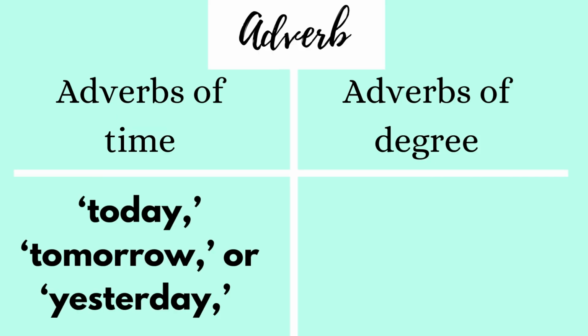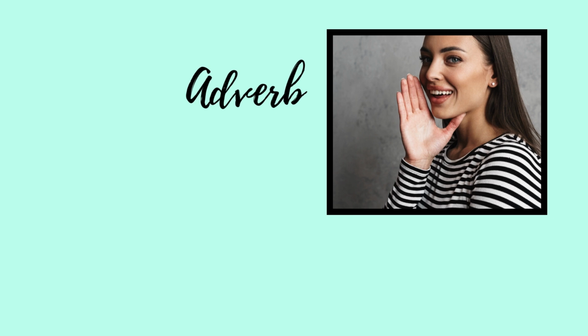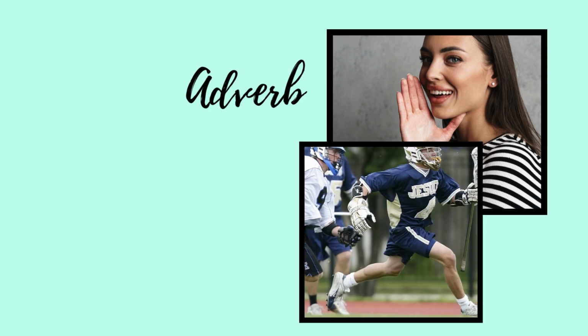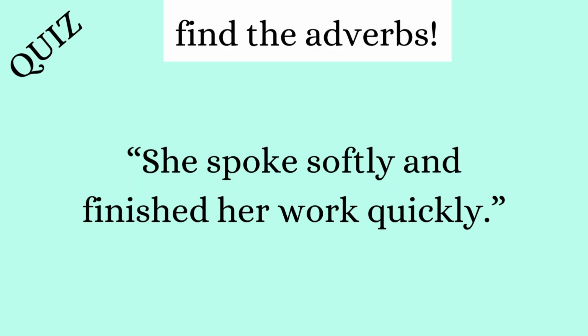We also have adverbs of time such as today, tomorrow, or yesterday, which tell us when something happened. Adverbs of degree tell us to what extent, like very quiet or extremely. Adverbs add more detail to actions and descriptions. They tell us how, when, where, how often something happens. Can you find the adverbs in this sentence? Look for words that describe how the actions are being performed.